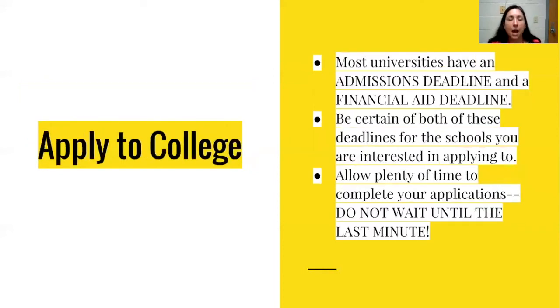And then you want to apply to college. When you think about applying to college, they have an admissions deadline and they have a financial aid deadline. You want to make certain that you have both of these deadlines in mind and that you're aware of these deadlines for all the schools you're interested in applying to, and you want to allow plenty of time to complete your applications. Don't wait for the last minute. You don't want to be right up against those deadlines. You want to allow plenty of time, and you want to get your applications for both admission and financial aid in well before the deadlines established by the universities.